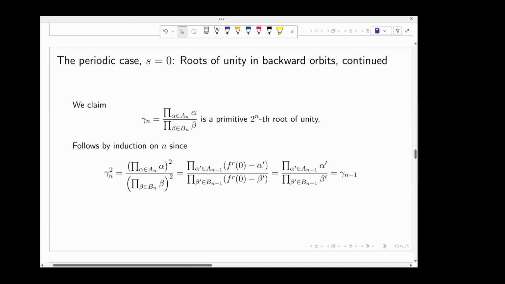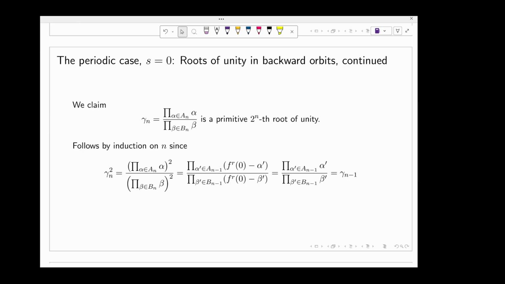If we construct the quotient of the product of these A_i in the set A sub n divided by the product of the B's in B sub n, I claim that we get a primitive 2 to the nth root of unity. Let's call this quotient gamma n and see by induction how we would prove this. So it all follows from that lemma on the previous slide.